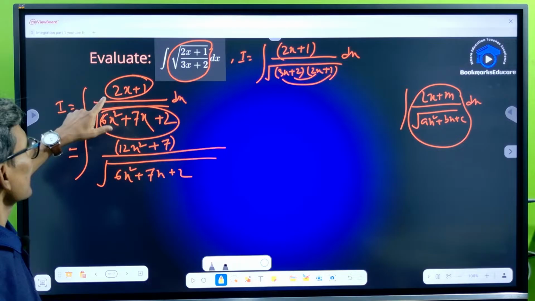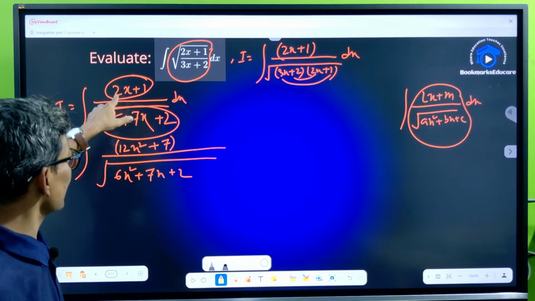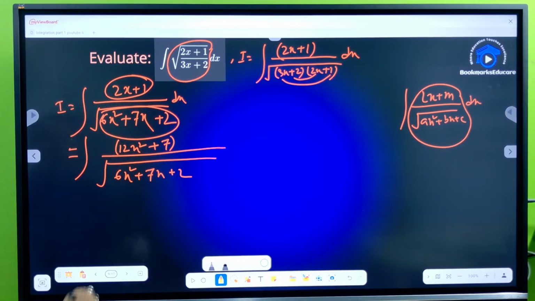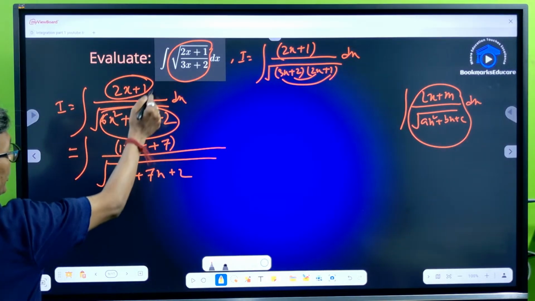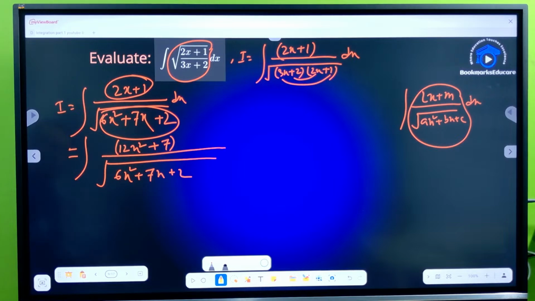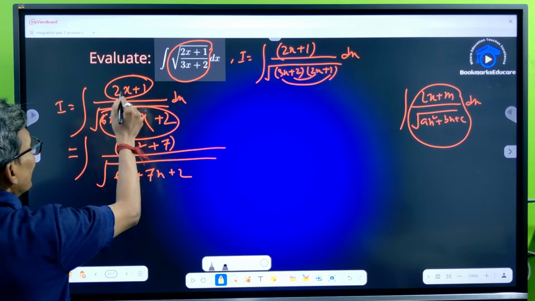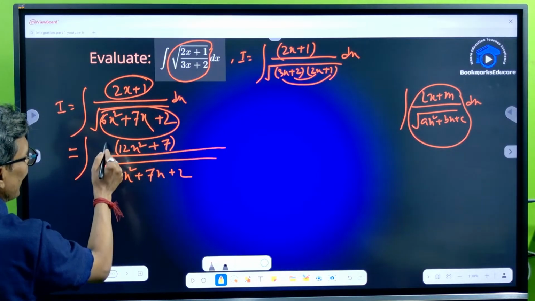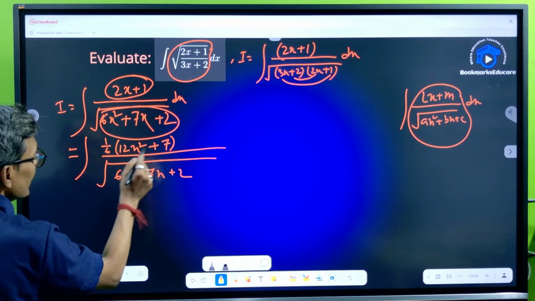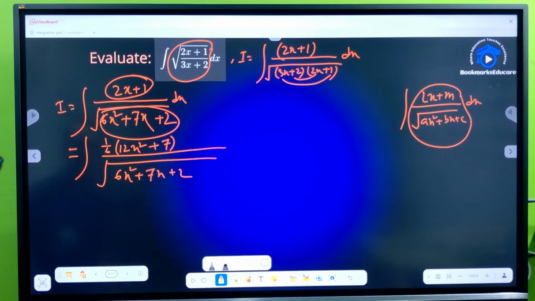Originally the numerator was this. Okay, so we have to get back this expression from this. So to get 2x, we have to multiply this by 1 by 6.